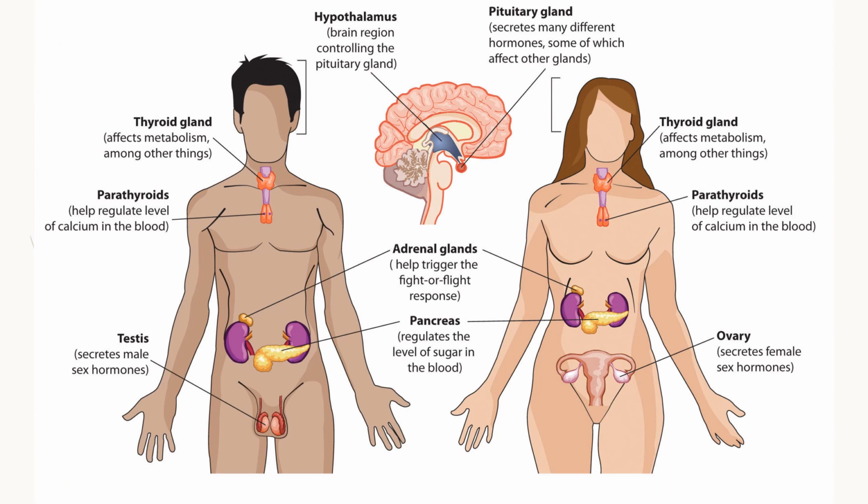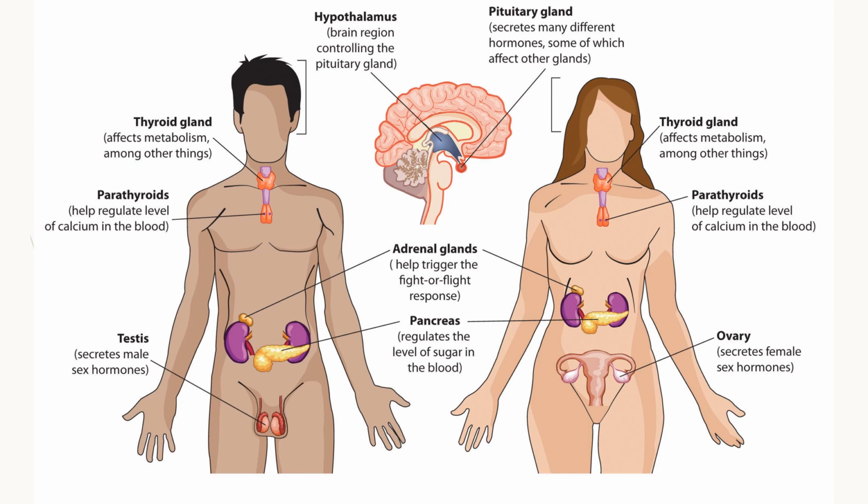So here we have a picture of the different glands in your body. Let's start at the top and talk about those. The very beginning up there, you have your hypothalamus gland. It's part of your brain, and it controls the pituitary gland. The pituitary gland secretes many different hormones. Some of those affect other glands. It also regulates the thyroid and the adrenal glands.